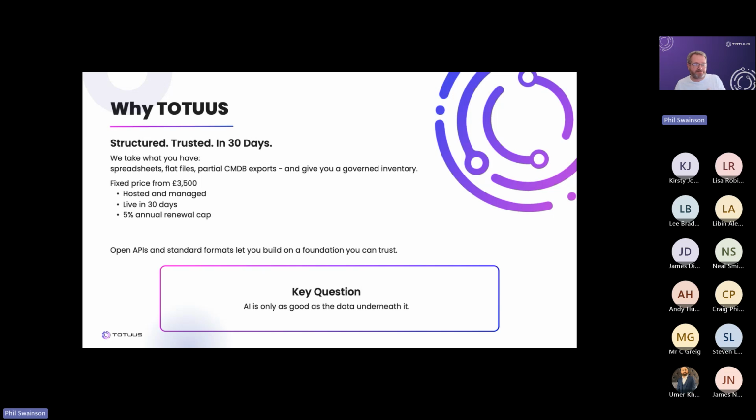Why Totuus? Structured, trusted, easy to access, easy to manage, and relatively inexpensive to get started. With our SaaS solution, what we're offering as part of this campaign is to assist you to get from spreadsheets or flat files to a point where you get governed inventory. And that's hosted and managed with a commitment to be live in 30 days with a cap on renewals. So talk to us if it's something that's of interest.